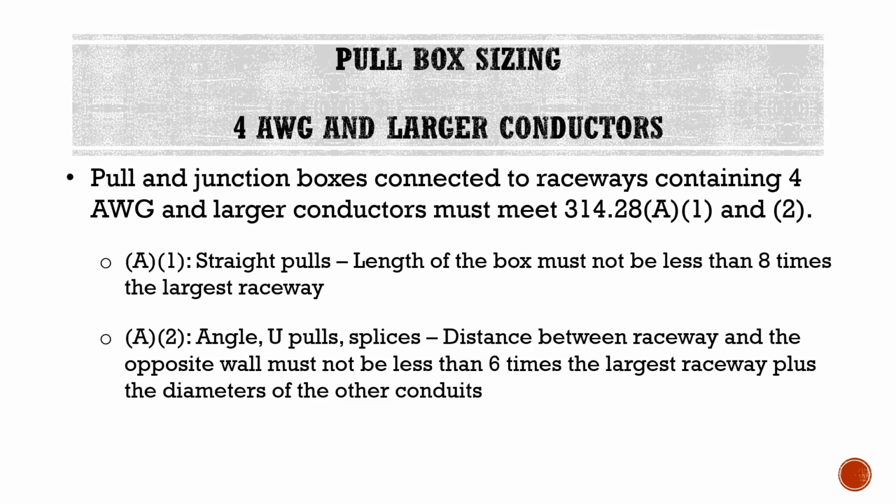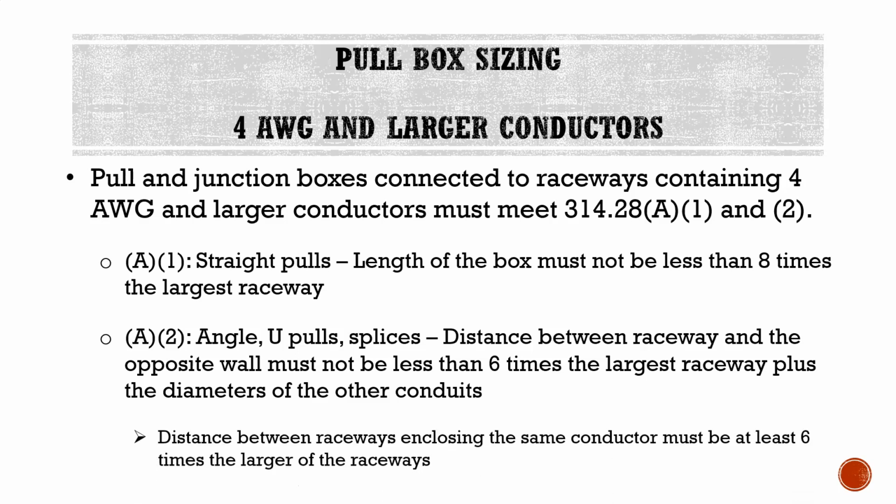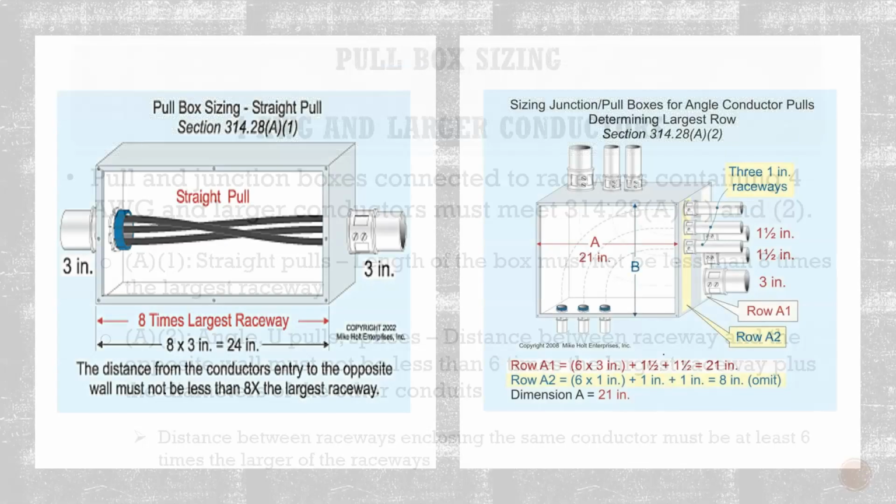And we have a picture on our next slide where I'll talk about this in a little better detail, since you'll have a visual representation of what we're talking about. Also, part of A2 tells us the distance between raceways enclosing the same conductor must be at least 6 times the larger of the raceways. So we have 2 raceways enclosing a conductor where it's set up to be in an angle, U-pull, or a splice. They have to be at least 6 times the larger of those 2 raceways apart. And once again, I'll talk about that a little bit more on our next slide.